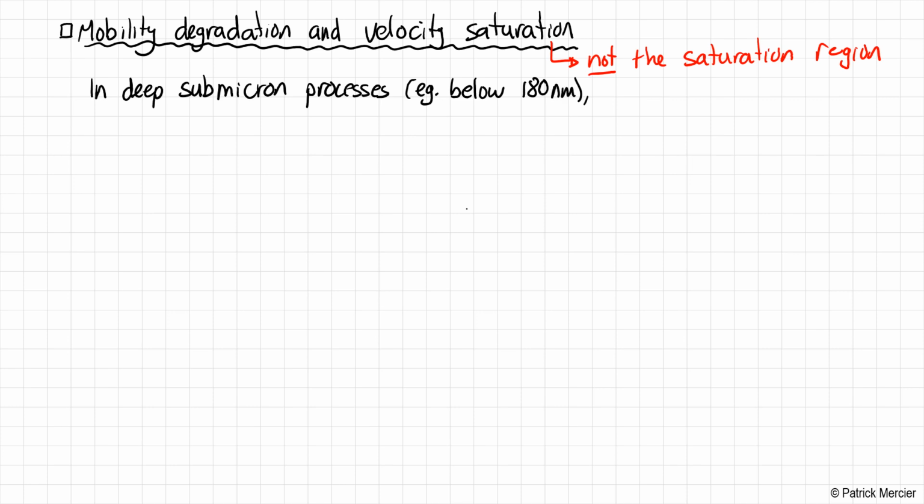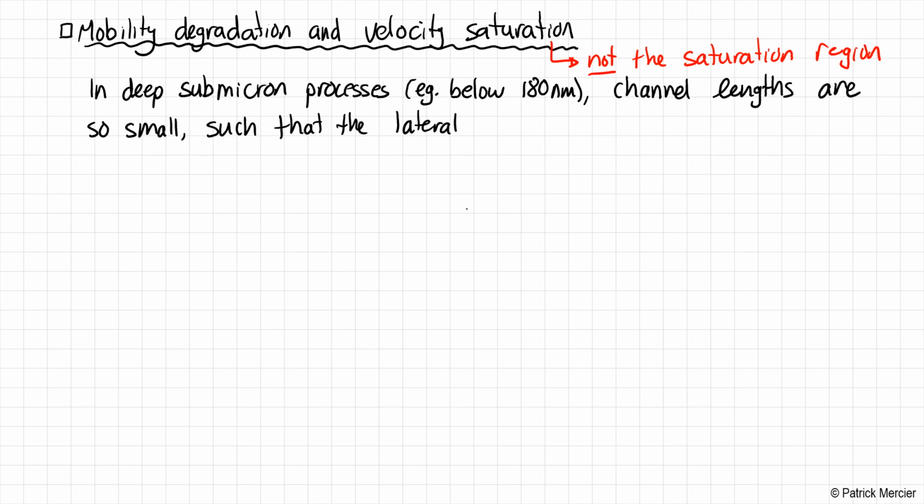Nanometer. In deep submicron processes, channel lengths are so small such that the lateral electric field across the channel, which is E equal to VDS over L. So remember, as we scale down in process technologies, as we go from 180 nanometer to 90 to 45 to 28 to 16 to 7, etc., that key number there is representing the L. So L is continuing to shrink.